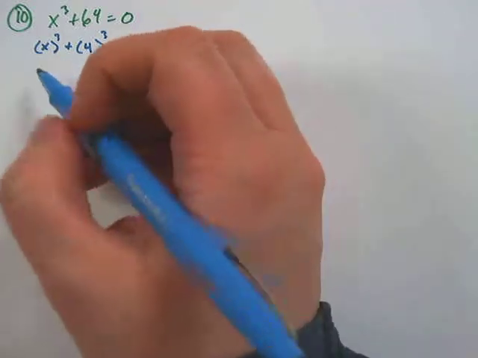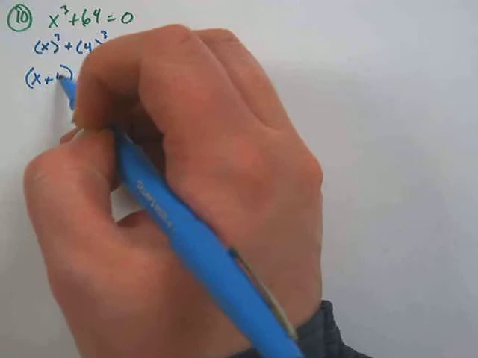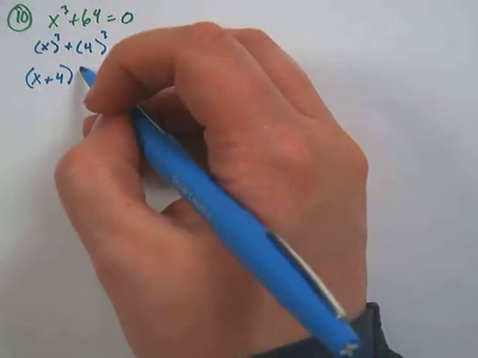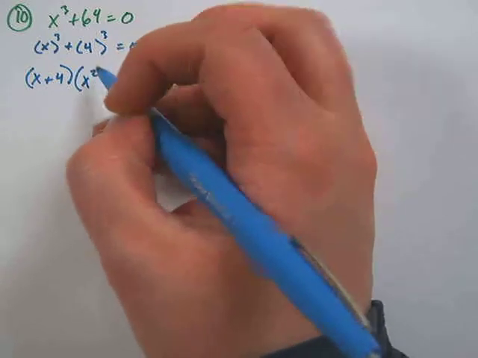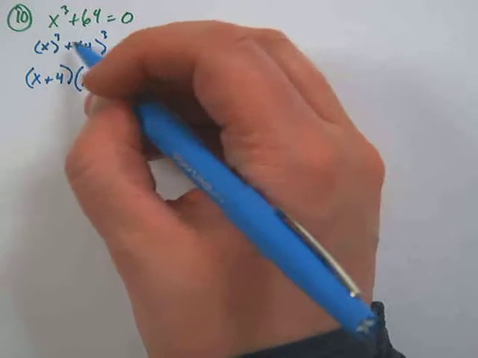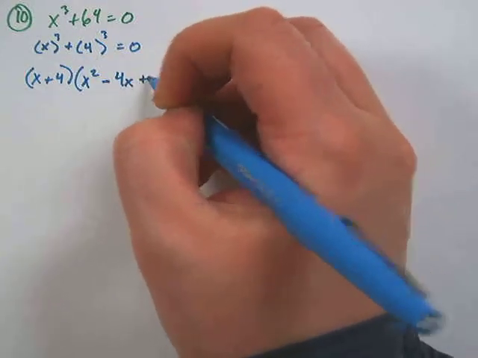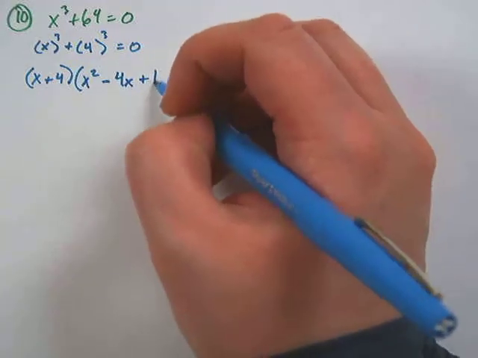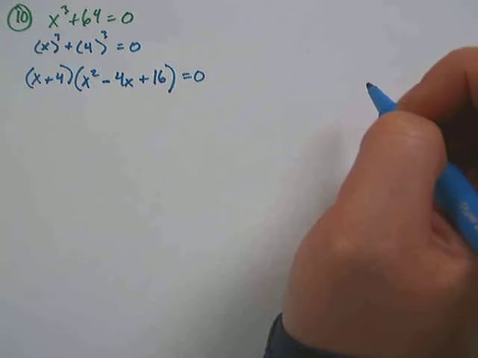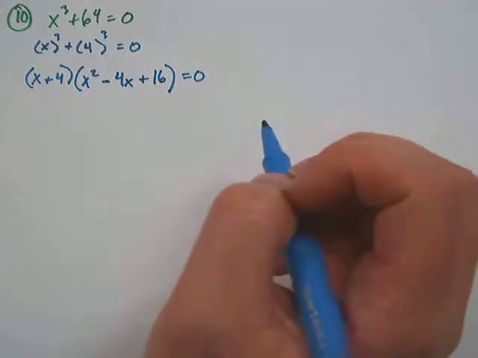Alright, so now using the sum of cubes formula, we have x plus 4. So we just take whatever's inside each one. And then we have x squared, so we have the first thing squared, minus these two multiplied by each other, so 4x. And then plus the last term squared, so 16. So now we have two factors. We have this one, and then we have this quadratic.